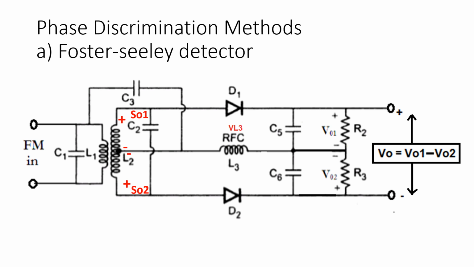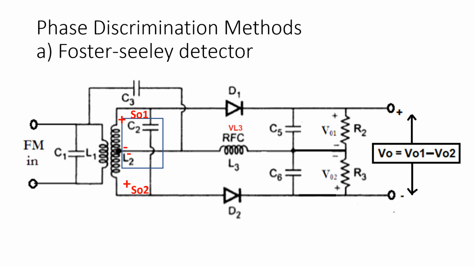The capacitor C1 and coil L1 form a tuned circuit. At the secondary side, L2 is center tapped and it forms a tuned circuit along with the capacitor C2 connected in parallel to it. The upper side voltage at the secondary of the transformer is S01 and the lower side voltage at the secondary of the transformer is S02. Note the polarity of these voltages.